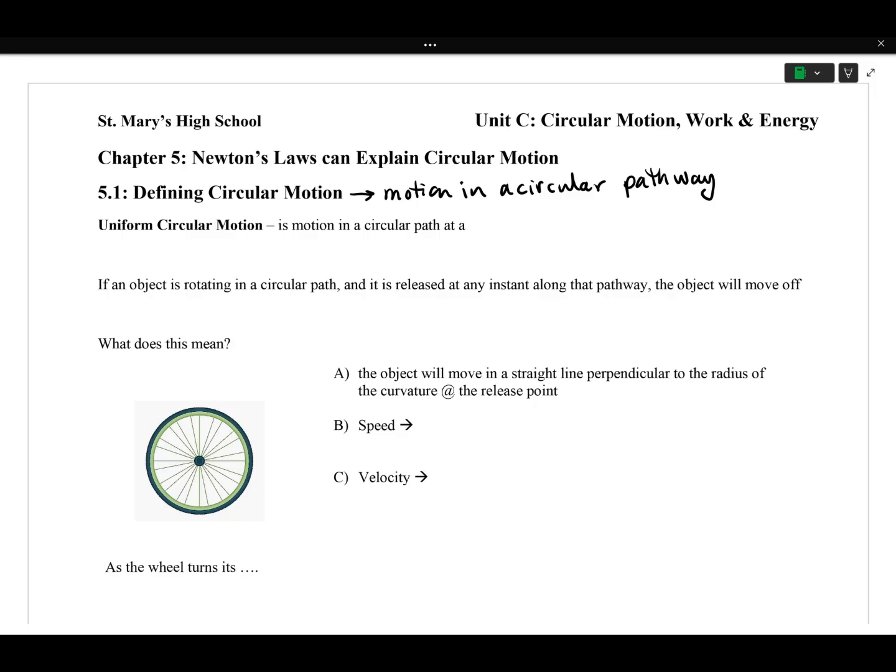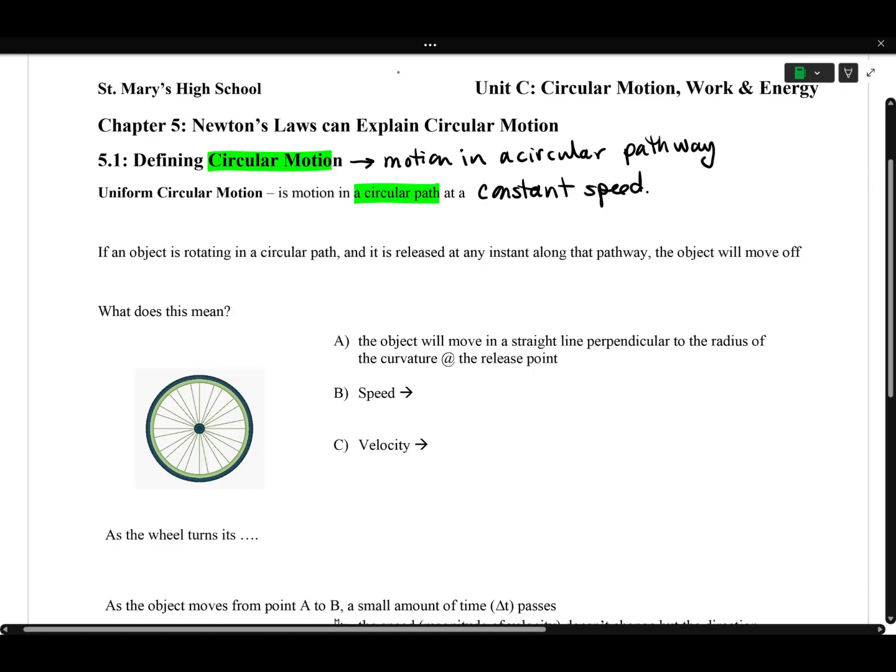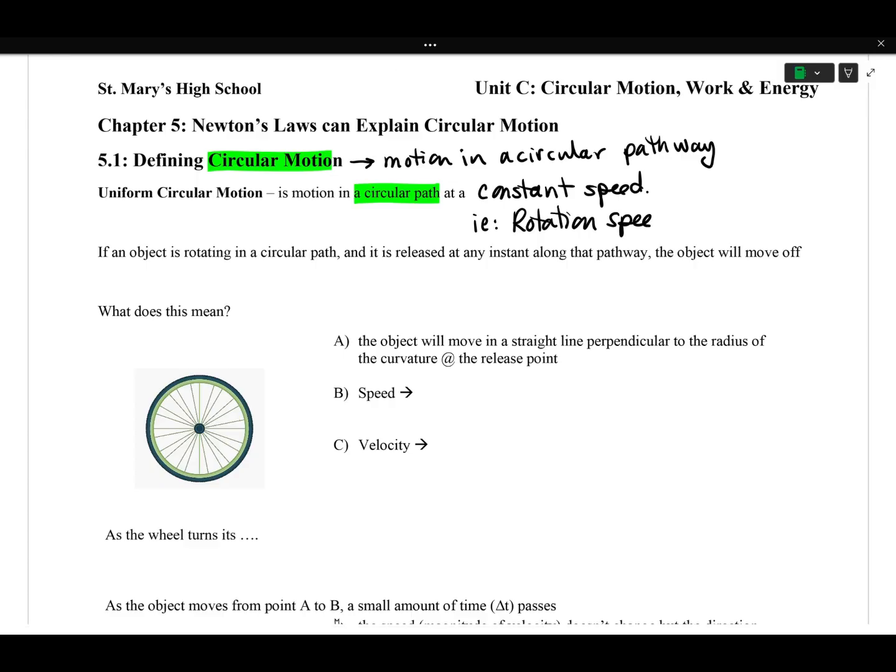Okay, we're going to be paying attention to uniform circular motion. So this is just that circular motion in a circular pathway, and we are going to be moving at a constant speed. So our speed is not going to be changing. What we would say, i.e., the rotational speed is constant.